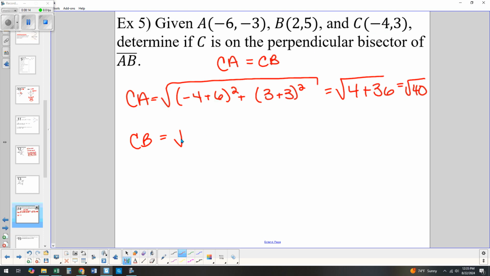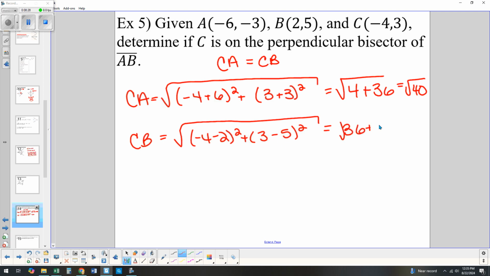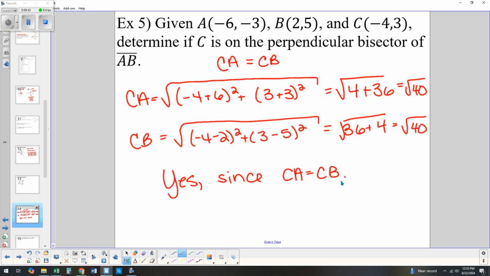So we have negative 4 minus 2 squared, and 3 minus 5 squared. So that's negative 6 squared, or 36. That's negative 2 squared, or 4. So this is also equal to the square root of 40. So we can say yes, since CA equals CB. If I got two different values, my answer would be no, since CA does not equal CB.